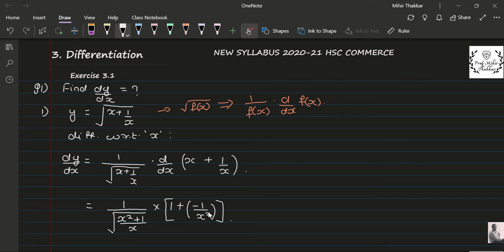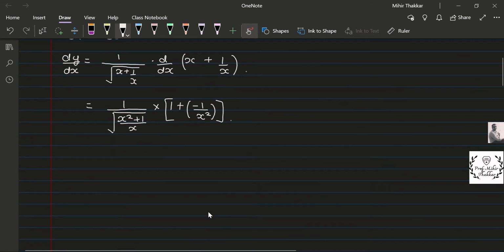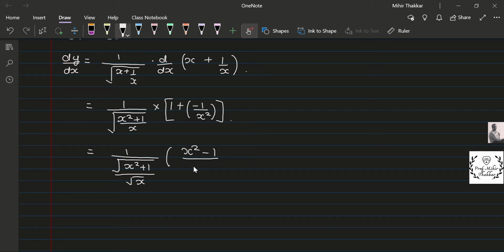Now according to the laws of indices, I can separate the square root terms over here. So it will become 1 upon under root of x square plus 1 divided by root x. Second thing, I can take the LCM inside this bracket. So it becomes x square minus 1 whole upon x square. Now in order to simplify, just take this root x in the numerator, because whenever the fraction is taken reciprocal, this element goes in the numerator.